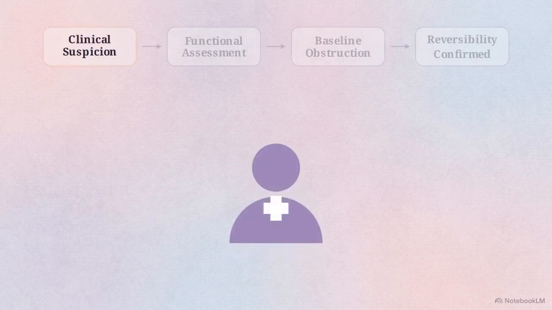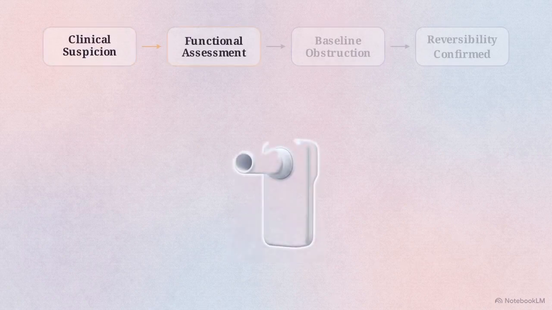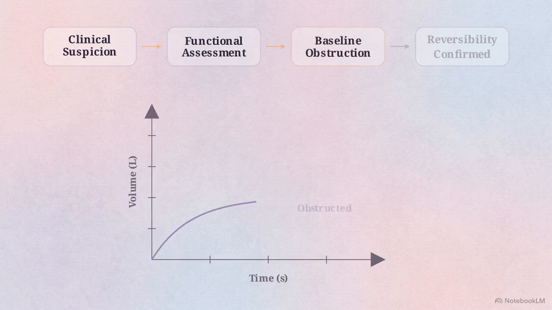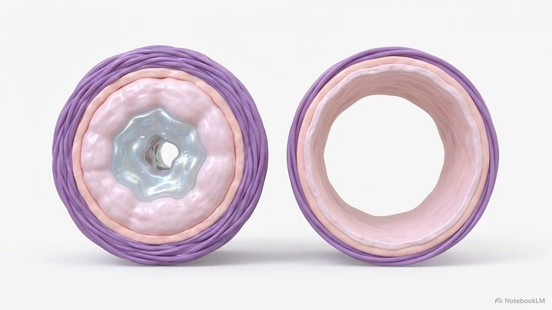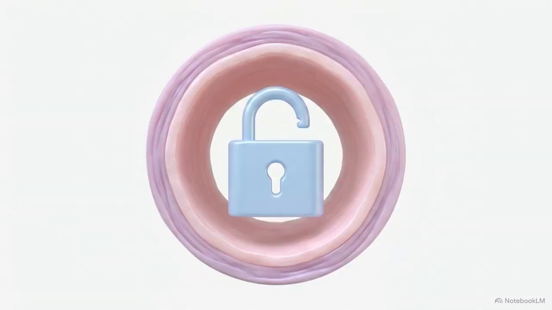Clinical suspicion mandates a functional assessment. That assessment must evaluate the baseline airway obstruction and then prove that the obstruction is reversible. A positive reversibility test confirms that the physical MEM blockage, the muscle spasm, edema, and mucus, can be temporarily cleared. Proving that the airway obstruction is temporary and reversible is the definitive physiological signature of asthma.